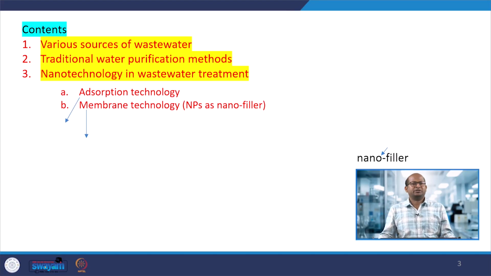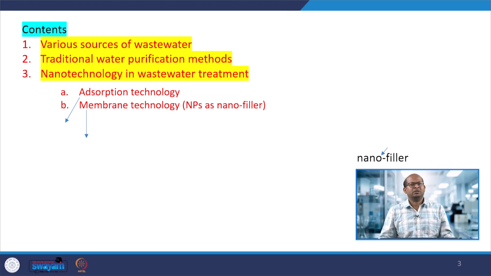So, in wastewater treatment, nanomaterials play vital roles. Here, initially in the content for wastewater treatment, first we will discuss various sources of wastewater. Then conventional or traditional water purification methods, that we will discuss, and after that nanotechnology and nanomaterials that can be applied for wastewater treatment.